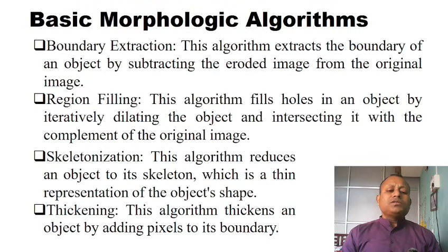Another popular technique is skeletonization. This algorithm reduces an object to its skeleton, which is a thin representation of the object's shape. And now thickening: the thickening algorithm helps to thicken an object by adding pixels to its boundary.